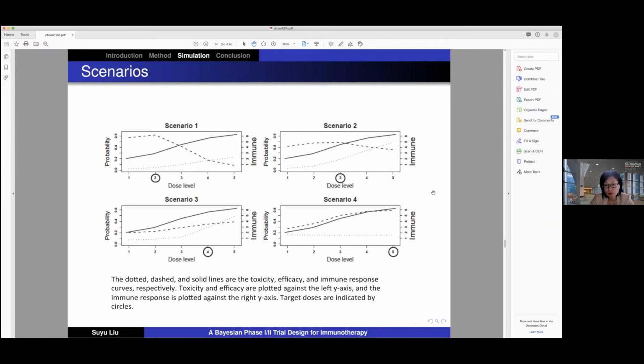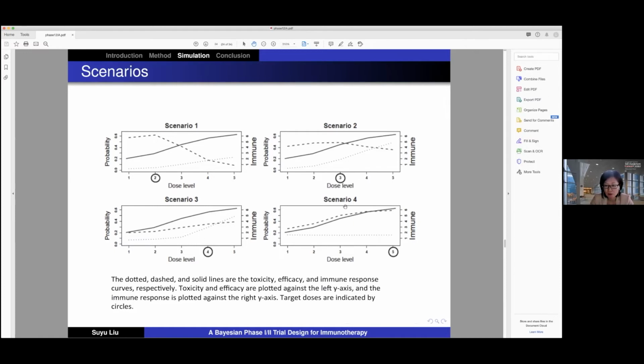In scenario two, the efficacy curve decreases after dose level three, and both toxicity and immune response keep increasing as dose increases, and dose level three is the true optimal biological dose. In scenario three, efficacy keeps increasing as dose increases, and the toxicity keeps increasing as dose increases. Of course, the increase is much faster after dose level three.